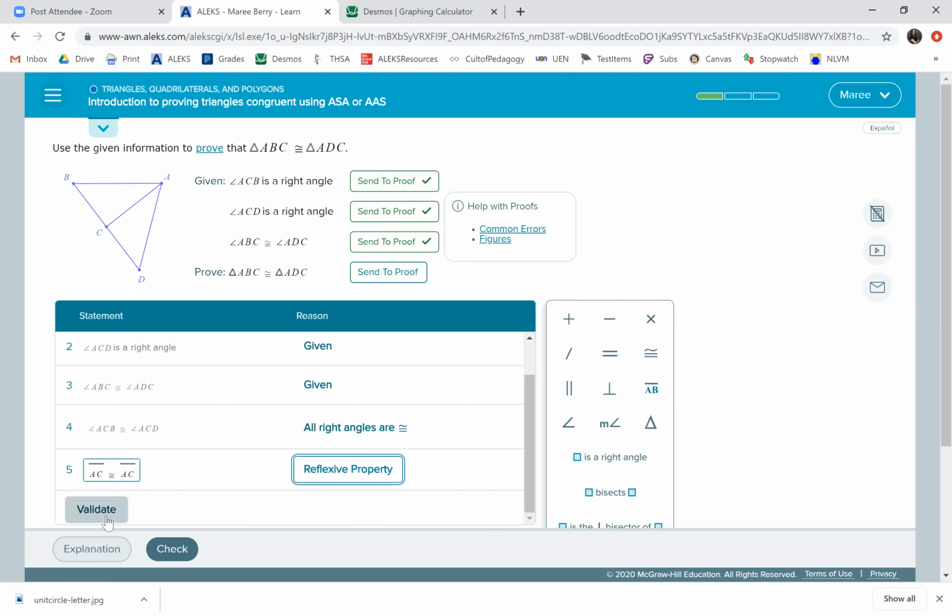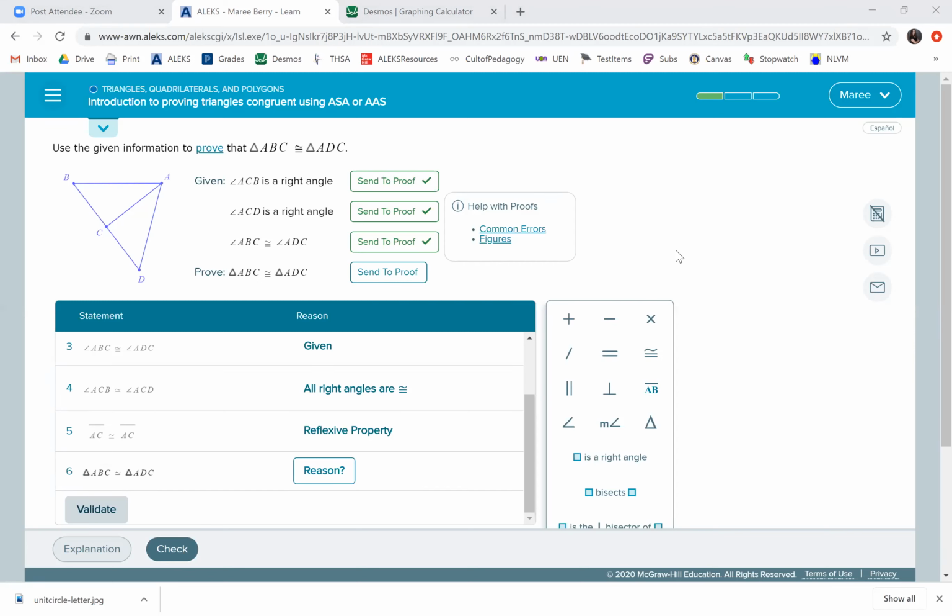Okay, so now we have to figure out if it is ASA or AAS. So let's look at this really quick. They told us ACB. Okay, so these two are congruent. And then ABC must be this one, and this one, and then this. Okay, so if you just look at one of the triangles, notice that the side is not included. So this one is going to be the AAS.